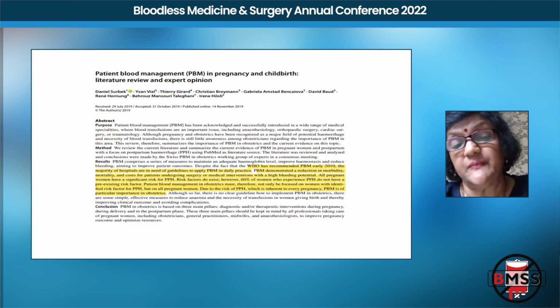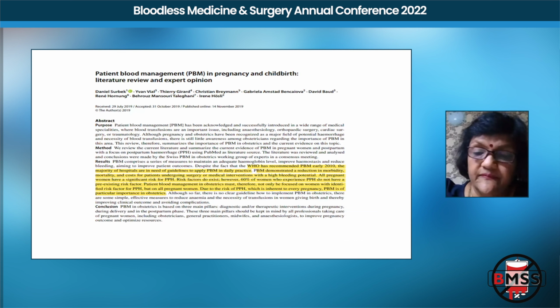Risk factors may not exist in some women who actually experience postpartum hemorrhage, and therefore every obstetric unit should practice patient blood management and focus on women who will be identified as high risk for postpartum hemorrhage.